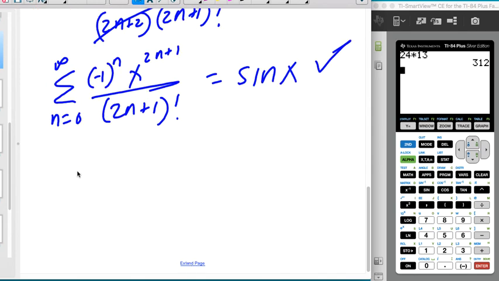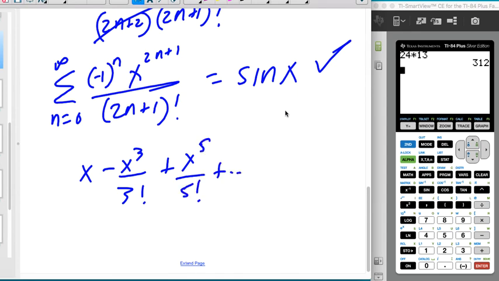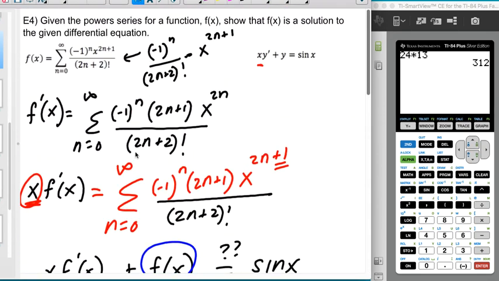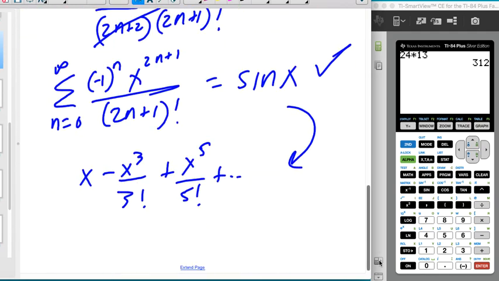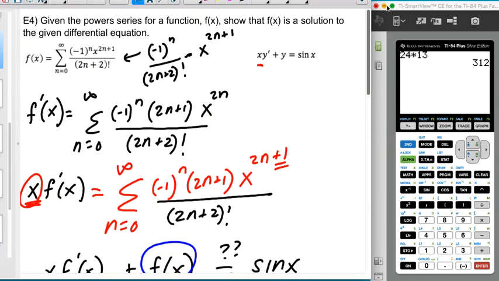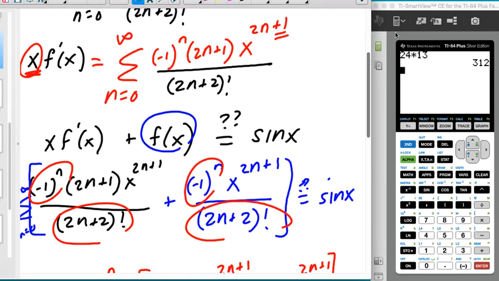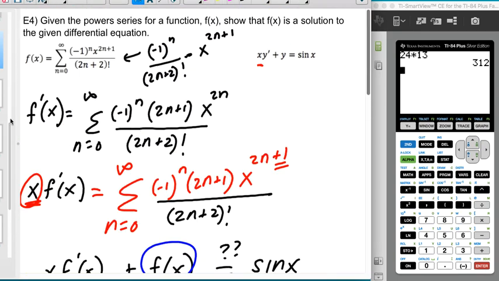If you plug in starting at n is 0, you're going to get an x minus x cubed over 3 factorial plus x to the 5th over 5 factorial, and so on, and that's definitely the series for sine. So that's the way I would do it. There are other options. You also could have listed a bunch of terms out and seen that they would combine in that way, and that's also totally fine. This is definitely a think outside the box kind of problem, but I stole this kind of question directly from the AP, so it's the kind of thing you could be asked to do. You could be asked to see that this is a solution to this differential equation. All right, let's go ahead and do another one.